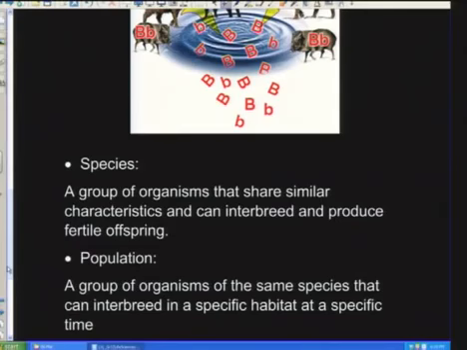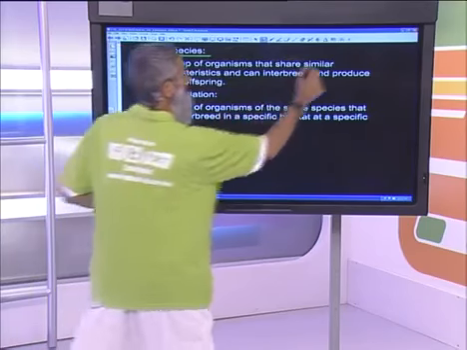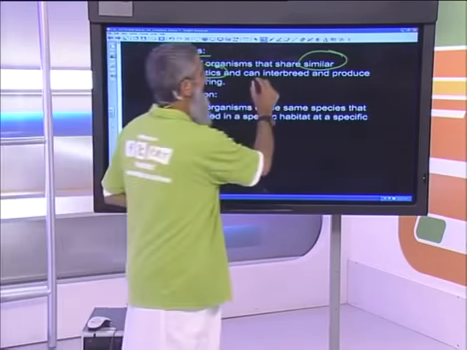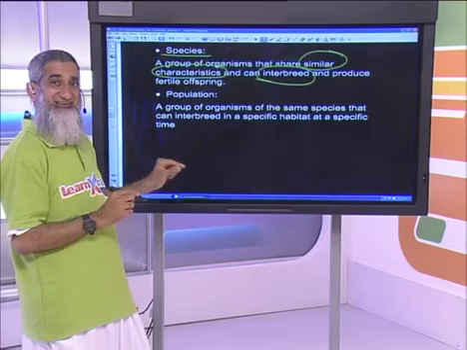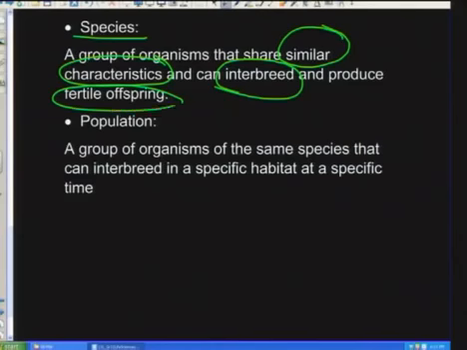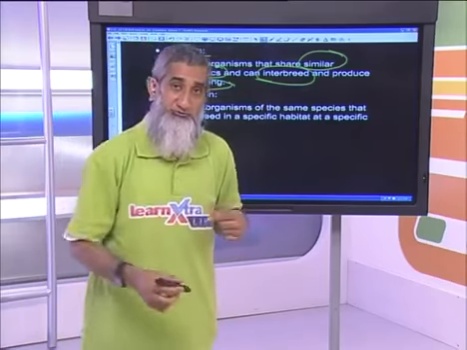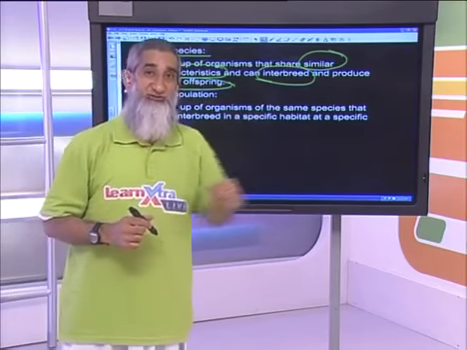That brings us to another word, species. What is a species? A species is a group of organisms which share similar characteristics and can interbreed. They can interbreed among themselves, but it doesn't end there. There's a third important component. And what is that component? To produce fertile offspring. So one is that they can reproduce, but when they have offspring, their offspring can also reproduce. That's what fertile means. They can have children.